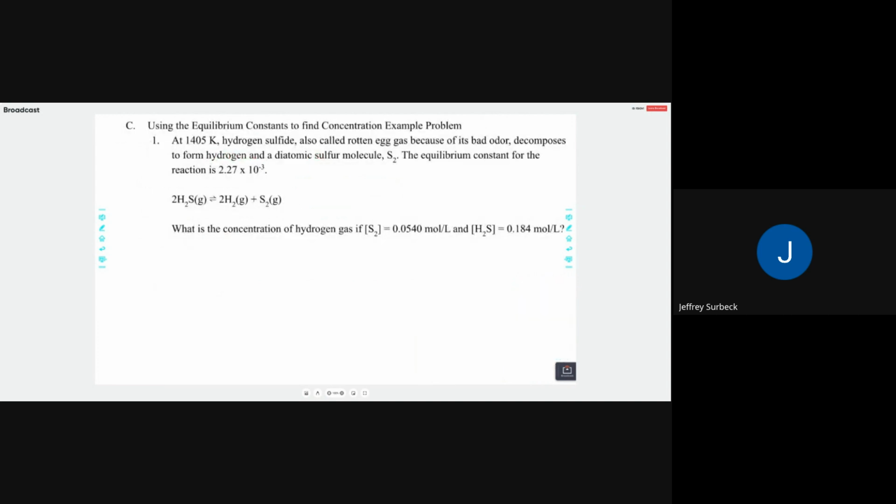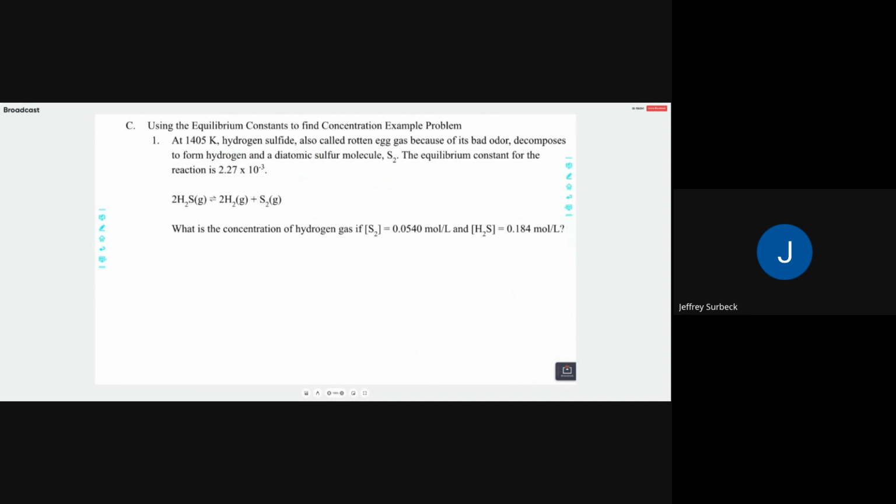We have a temperature of 1,405 Kelvin, at which hydrogen sulfide, also called rotten egg gas because of its bad odor, decomposes to form hydrogen and a diatomic sulfur molecule, S2. The equilibrium constant, our K, for the reaction is 2.27 times 10 to the negative third. We want to know what is the concentration of hydrogen gas if the concentration of sulfur is 0.0540 molar and hydrogen sulfide gas is 0.184 molar.